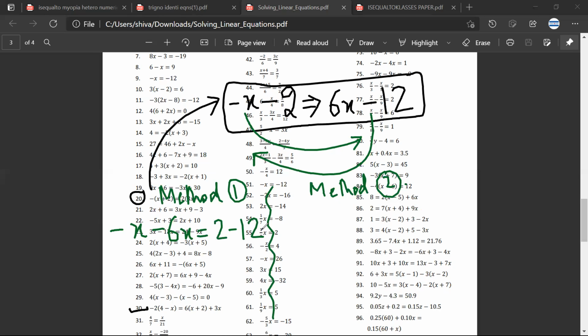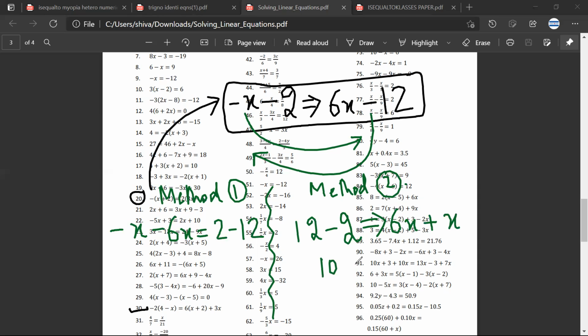Sarthak, is it correct? Yes, sir. What I am suggesting is that bring minus x on the right hand side and minus 12 on the left hand side. Sarthak, have you understood? Yes, sir.